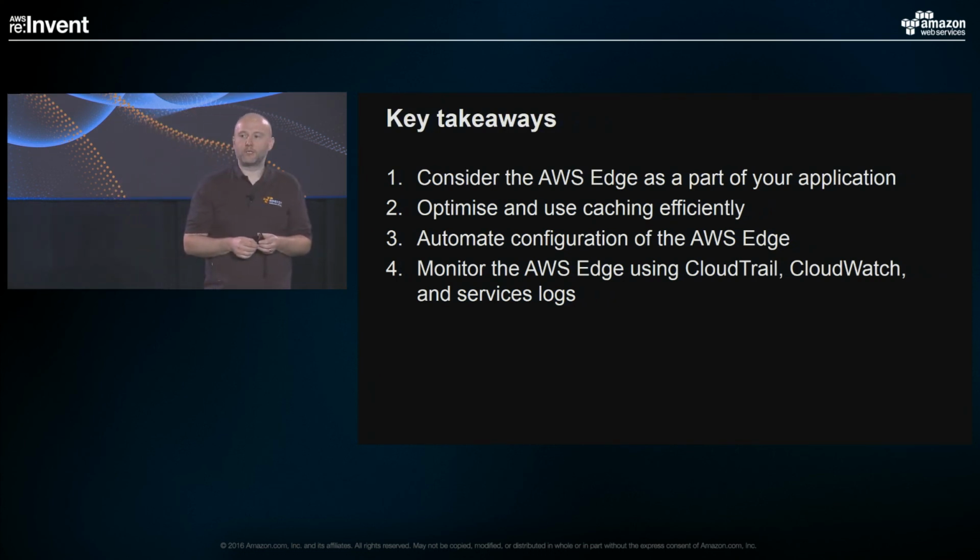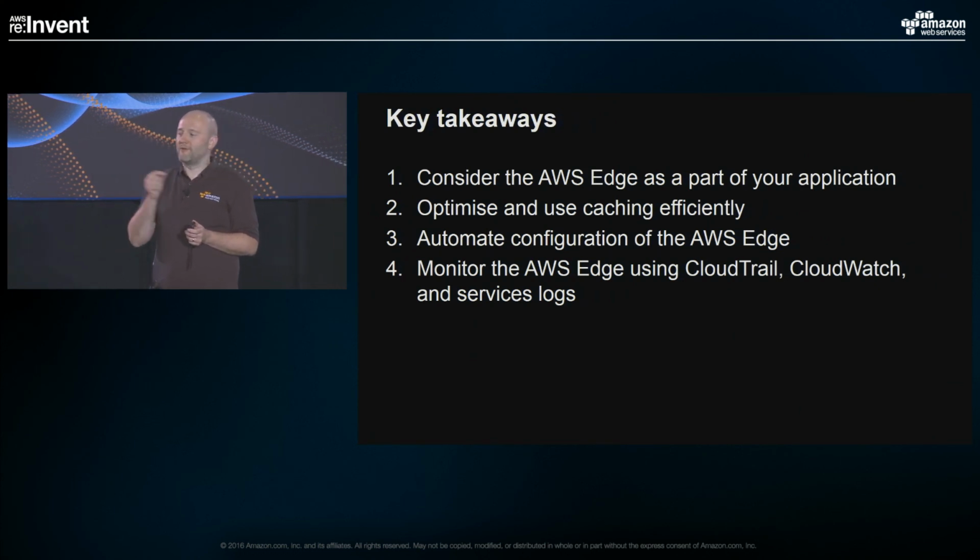Automate the configuration of the AWS Edge. Although you can do this all in the console manually, you're not really documenting the changes you're making, and it's quite hard to repeat that. So use things like CloudFormation to define your edge services, and then use things such as CodeCommit and CodePipeline and CodeDeploy to deploy those CloudFormation templates to your stacks. Then finally, monitor your AWS Edge using CloudTrail, CloudWatch, and service logs.